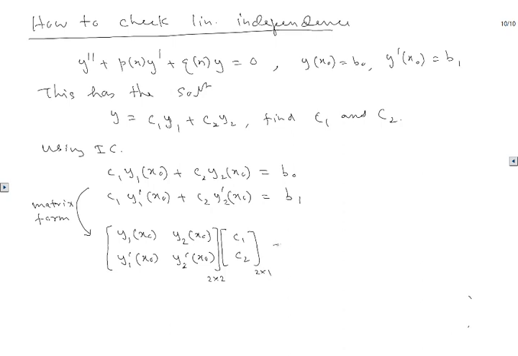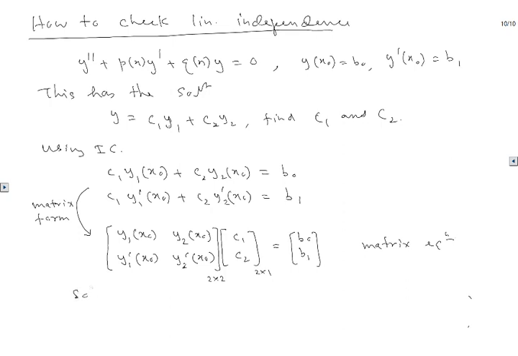And then on the other side you can write b naught, b1 like that. Good, so that's the matrix form of this one. This is what we call a matrix equation. According to linear algebra, the goal is to solve for c1, c2.